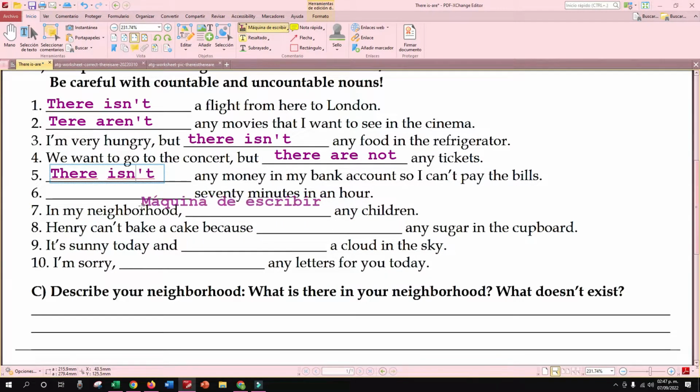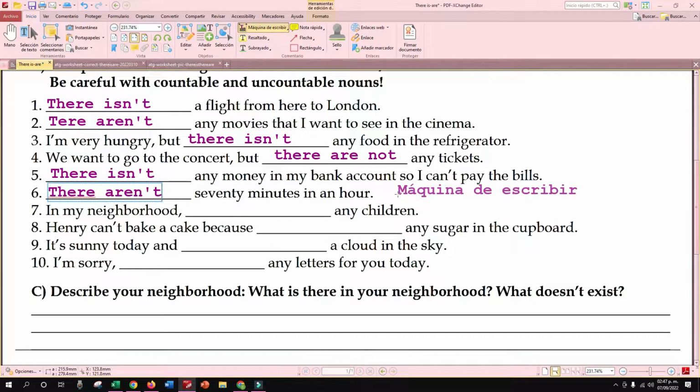Excellent. What about 6? 70 minutes in an hour, right? 70 minutes. That will be right there. What? Minutes in an hour. There aren't. Ajá. ¿Cuántos minutos hay en una hora, chicos?